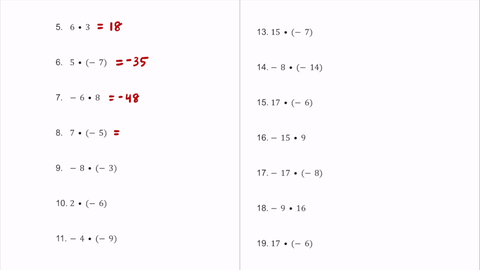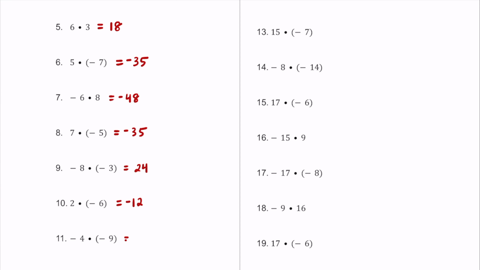For number 8, we have 7 times negative 5, so 7 times 5 is 35. Since we have one negative sign, we get the opposite of 35, or negative 35. For number 9, we have negative 8 times negative 3. Well, 8 times 3 is equal to 24. And this is going to stay positive because we have the opposite of the opposite, which is just the original. For number 10, we have 2 times negative 6. Well, 2 times 6 is 12, but we have one opposite symbol, so we have the opposite of 12, which is really just negative 12.